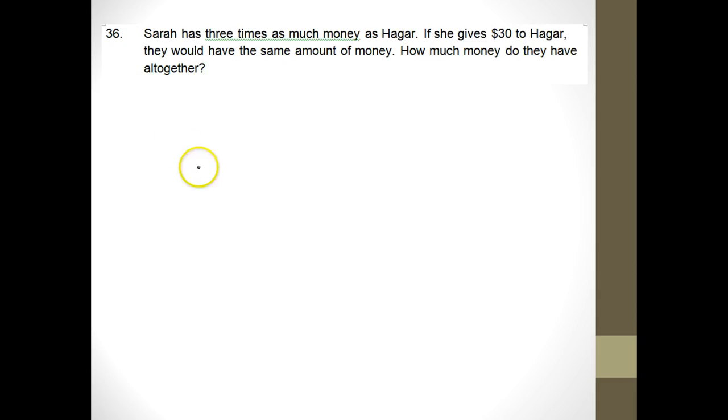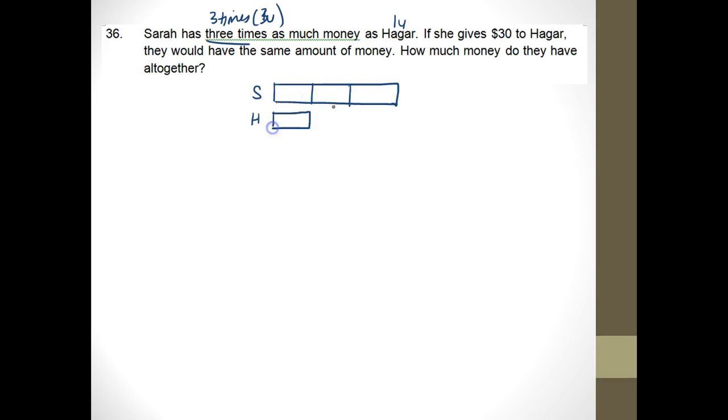Question 36. Sarah has 3 times as much money as Hagar. If she gives $30 to Hagar, they would have the same amount of money. So I know Sarah has 3 times, which is 3 units, and Hagar will have 1 unit. So let's draw Sarah and Hagar. Sarah has 3 units, Hagar has 1 unit. So we know that Sarah has 2 units more than Hagar.